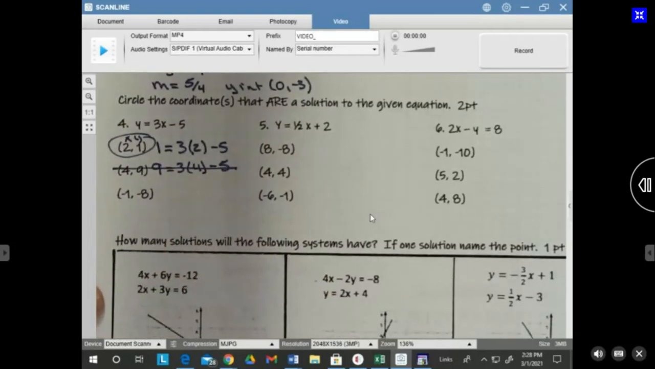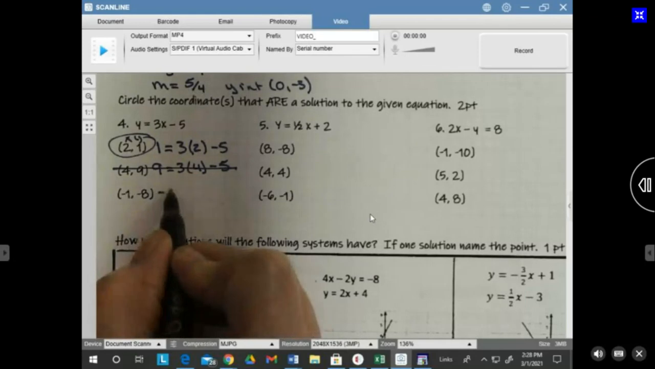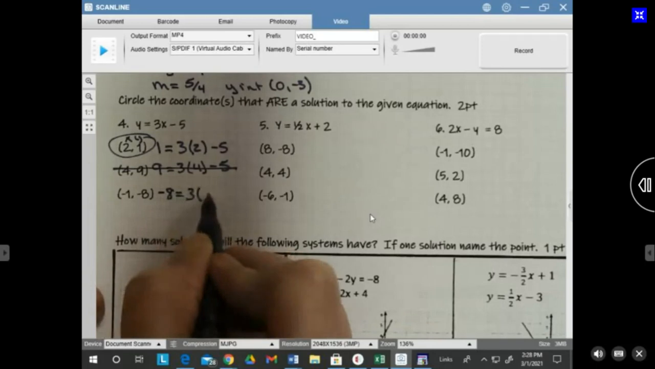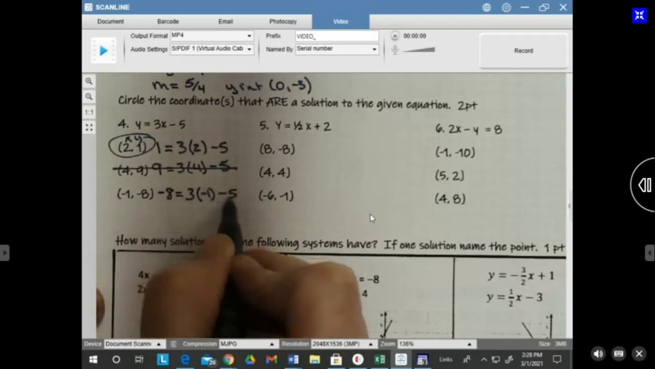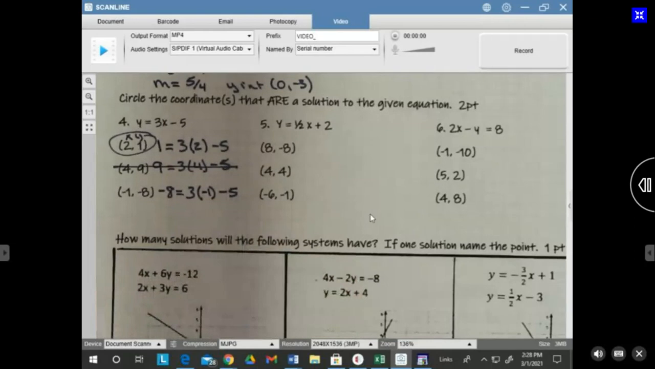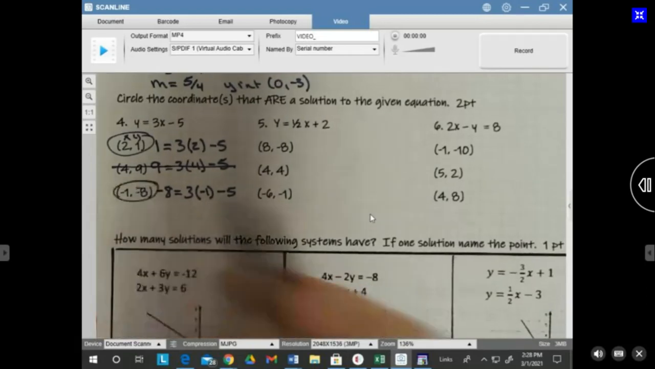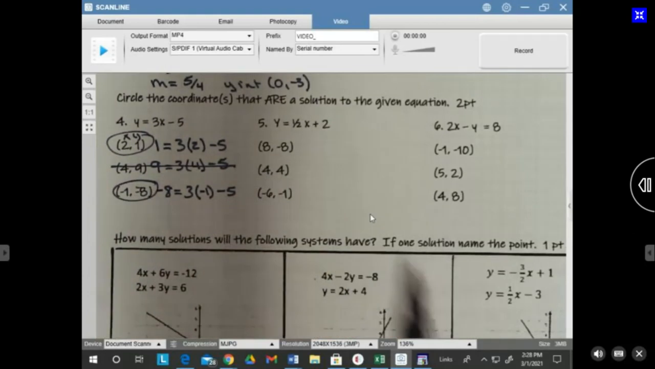Okay, third one down. Negative 8 equals 3 times negative 1 minus 5. So what's 3 times negative 1? Minus 5. Negative 8. So does negative 8 equal negative 8? Yeah. So I want that one. Okay. You have 2 more of those to do.